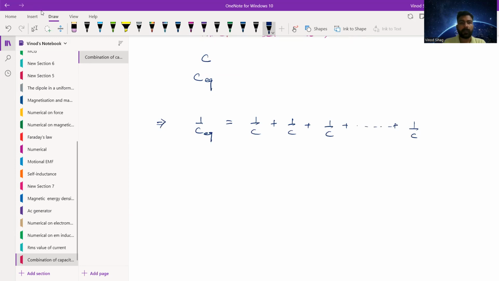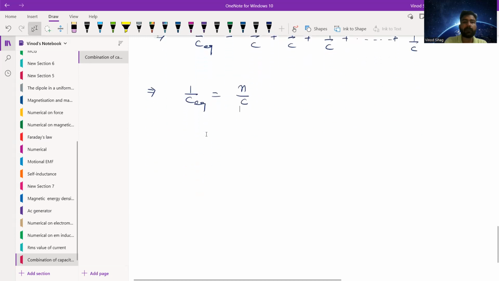Fine. Now, as we know, if we take 1 upon C as common, it will be n upon C. So this will be the equation for equivalent capacitance. And as we are interested in finding the equivalent capacitance only, C equivalent will be C divided by n.